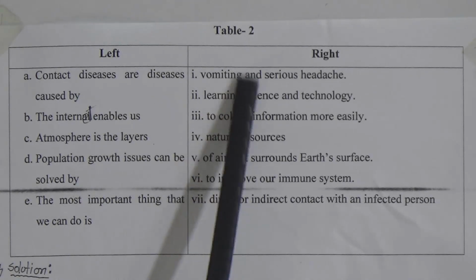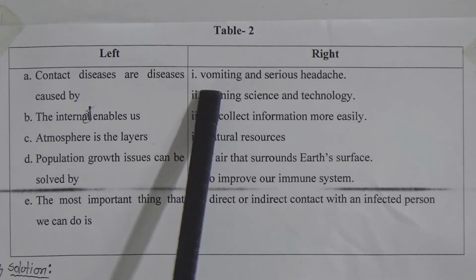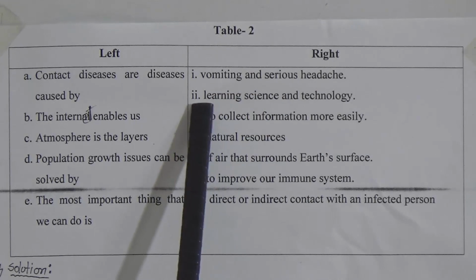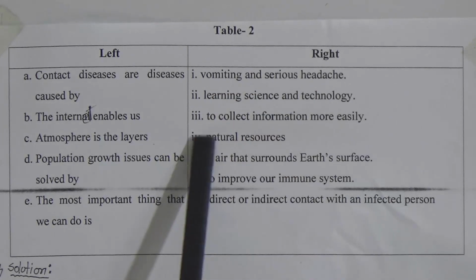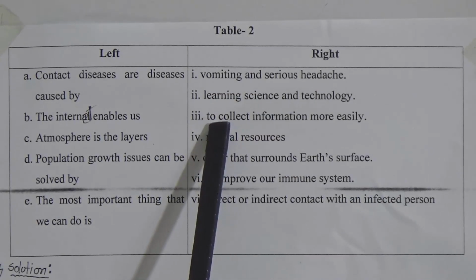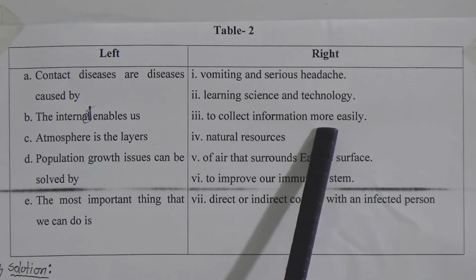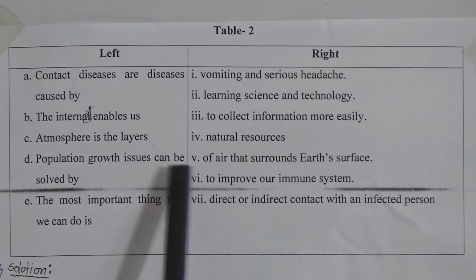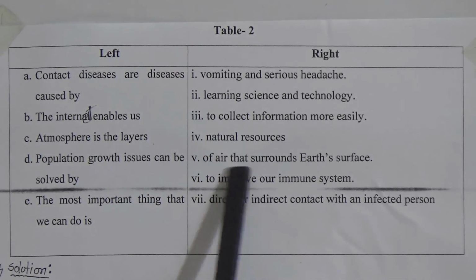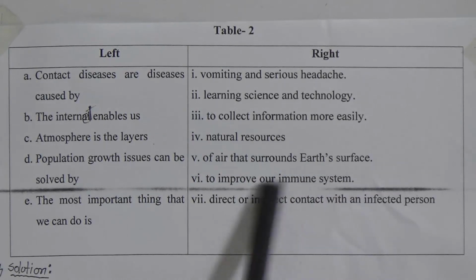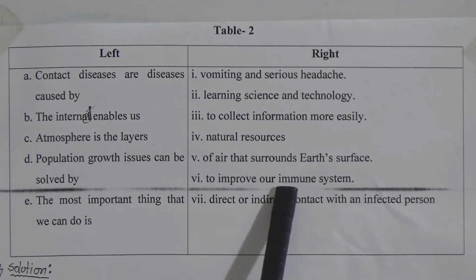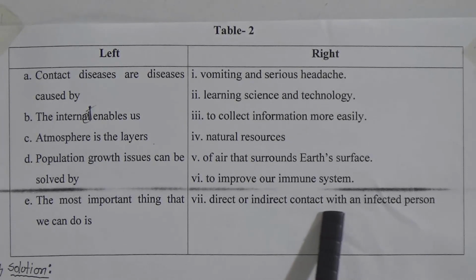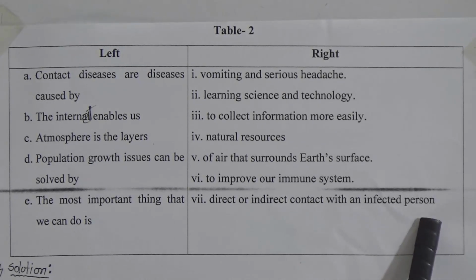Now we will see the right side. There is vomiting and serious headache, and the second one is learning science and technology, then the third one is to collect the information more easily, the fourth one is natural resources, the fifth one is of air that surrounds our surface, the sixth one is to improve our immune system, and the seventh one is direct or indirect contact with an infected person.